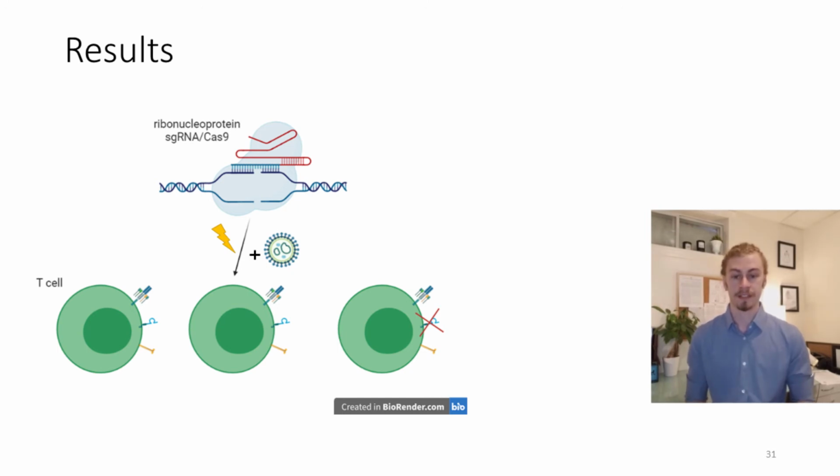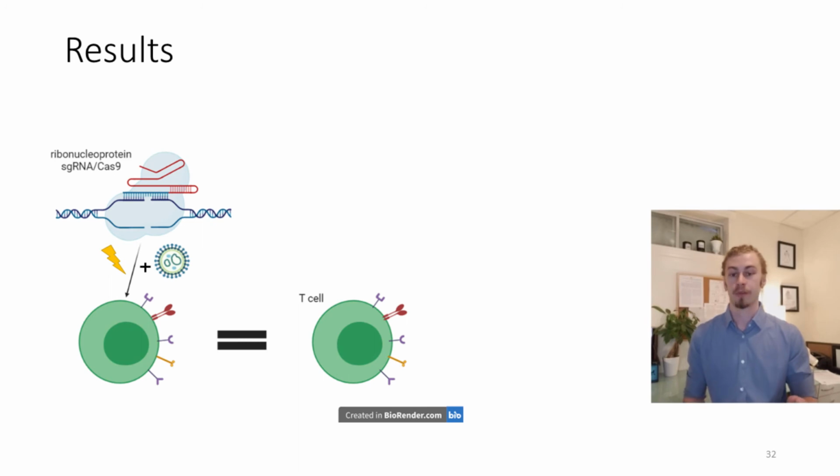To ensure that these cells are functioning the way they should be after editing, they also checked whether the cells had similar non-target protein expression to unedited cells. And they found that this was true. There was no significant difference between different cell receptors, whether they had been edited or not, which is pretty great.